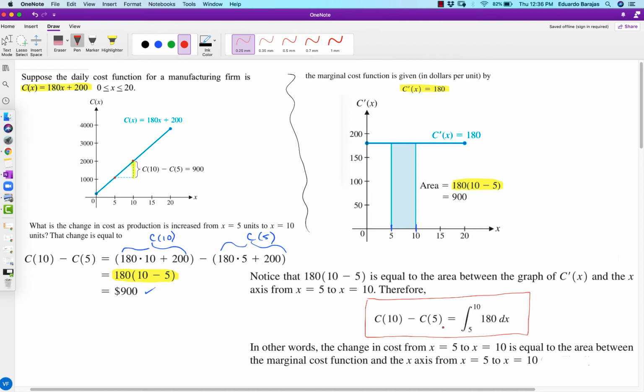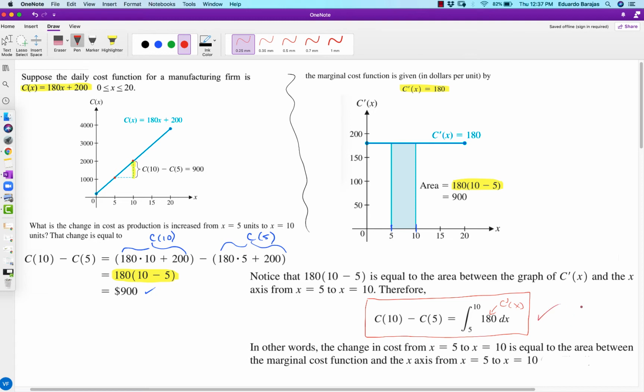So notice the connections between the two. Here we're talking about the cost function, whereas here we're talking about the derivative of the cost function. Remember, 180 is just c prime of x, so we're integrating c prime of x. Here we're evaluating capital C, the underlying function. And so if we evaluate our cost function at 10 minus our cost function at 5, it's equal to integrating the first derivative function and evaluating it between 5 and 10. Good. So that's what we really want to take out of this.